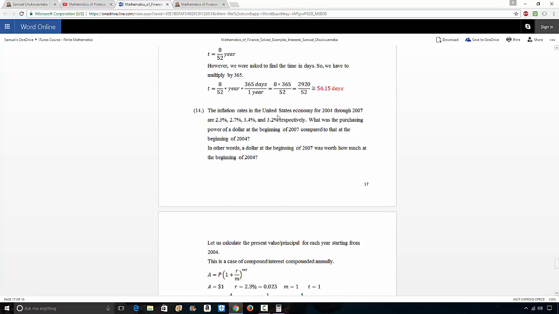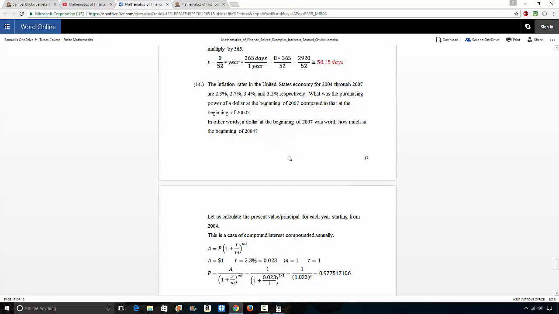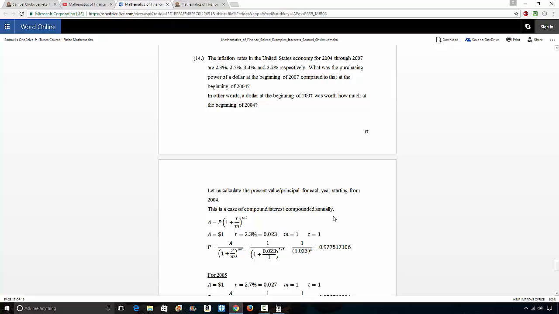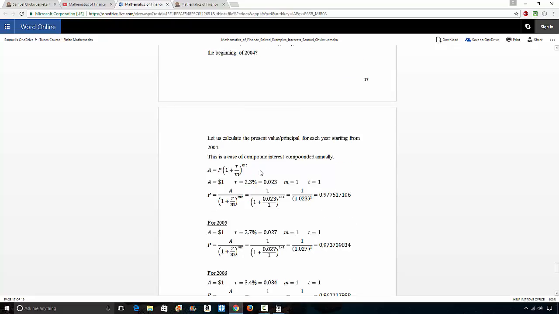The inflation rates in the United States economy for 2004 through 2007 are 2.3%, 2.7%, 3.4%, and 3.2% respectively. What was the purchasing power of a dollar at the beginning of 2007 compared to that at the beginning of 2004? So this is a case of compound interest compounded annually, but we have to find the principal or the present value. So if I just select this case here, just do this one right here.